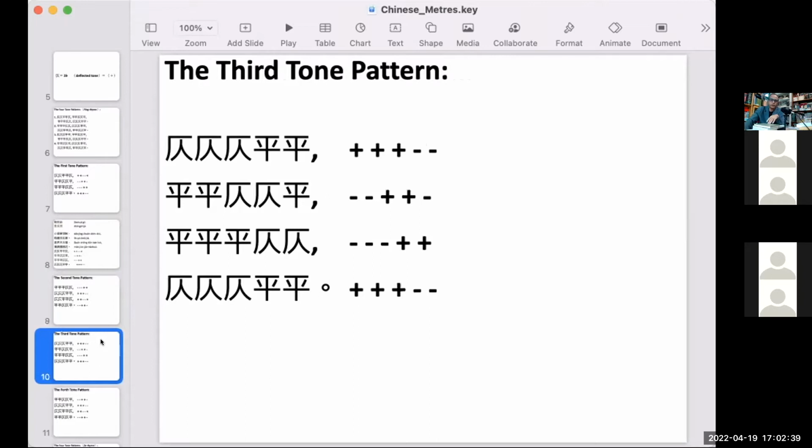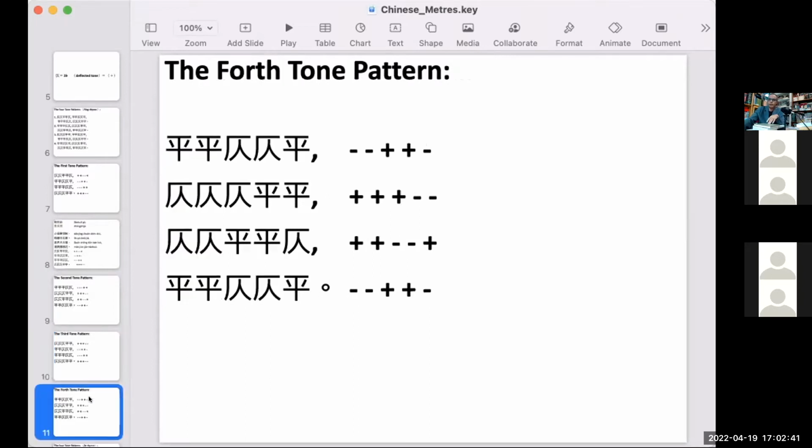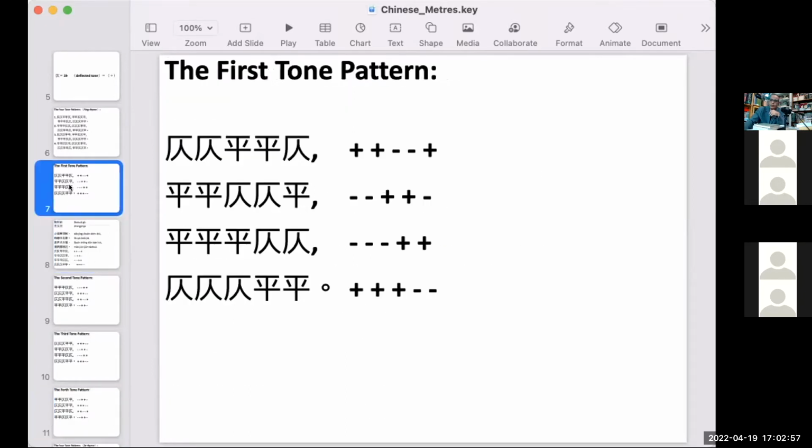This is the third tone pattern, the fourth tone pattern. Remember, all of them end with a ping rhyme. Of course, the third line doesn't have to be rhymed, okay? And even the second line doesn't have to be rhymed. If we look at, for example, here, this is the first pattern. Only the second and the fourth are rhymed.